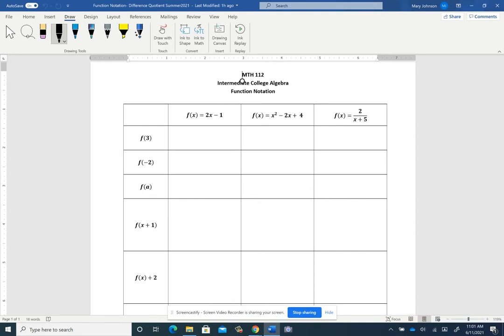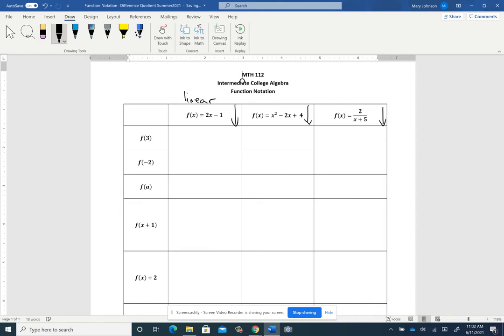See how there's three columns. In this column, all the way down, we're going to be dealing with the function f of x equals 2x minus 1. So just a nice linear function. In the middle, all the way down, we're going to be working with the function f of x equals x squared minus 2x plus 4. And then in the last column, we'll be working with the function f of x equals 2 over x plus 5.